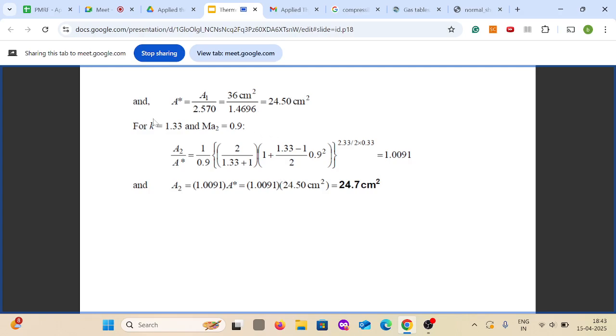Next, similarly, we substitute Mach number of 0.9 in the previous expression, and the area ratio A2 by A star comes out to be 1.0091. So from here we can find A2 as 1.0091 into A star. A star we have found to be 24.5. So 1.009 into 24.5 gives 24.7 centimeter square.